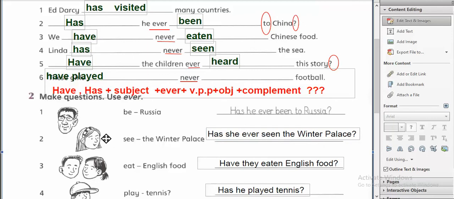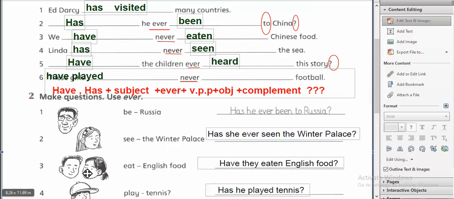Next, look here. Here is a girl. She's a singular subject, and it takes has. Has is at the beginning of the question. Then I use she because this is a girl. Has she? Because it is a question and they recommend writing ever, I write ever as the third word, and it becomes: Has she ever. Then verb 3 of see is seen. Then the Winter Palace is the object of the sentence.